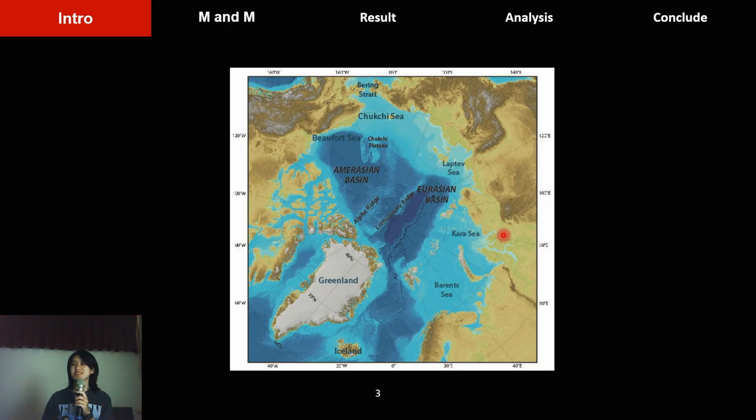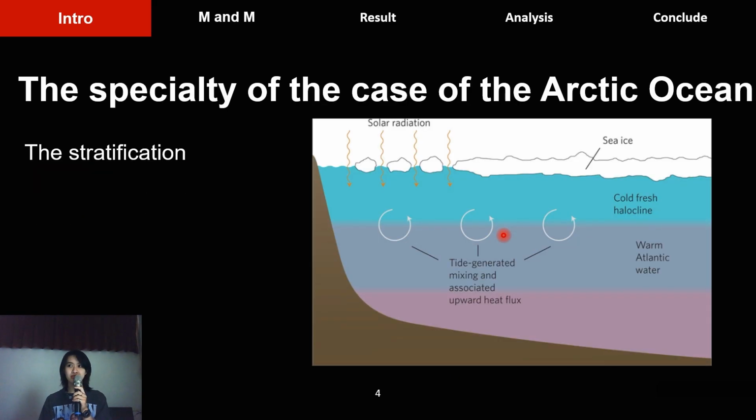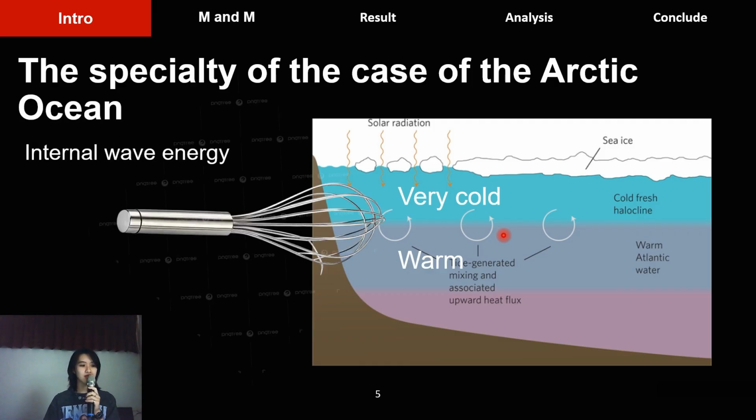So this is the map of the Arctic Ocean. It's freezing cold, but thanks to the currents, there's always some warm water that flows from the south, the Atlantic Ocean, into it. And it will bring this amount of heat into it every year. So once the warm water enters the Arctic Ocean, it will sit under the cold water and the sea ice level like this. And then there are internal waves.